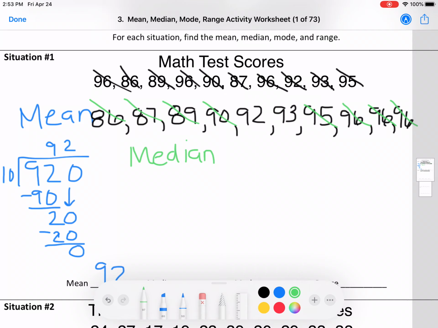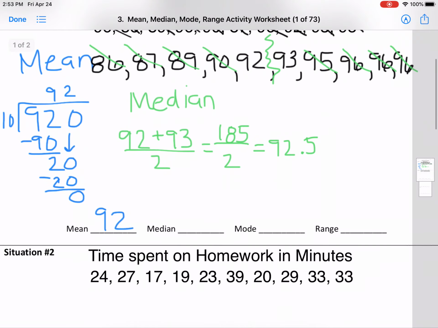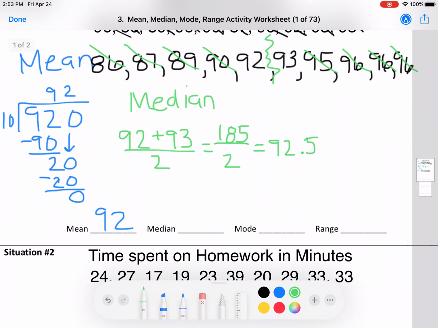That means my median is in between 92 and 93. So I'm going to take 92, add that to 93, and divide by 2. 92 plus 93 is going to give us 185. Then we take 185 and divide that by 2, and you should get 92.5. So our median for this problem is 92.5.